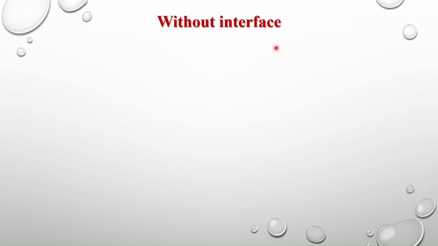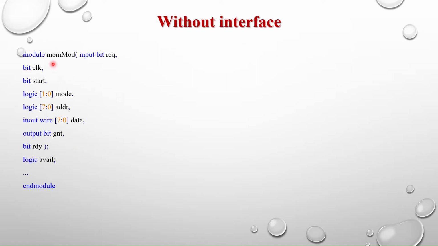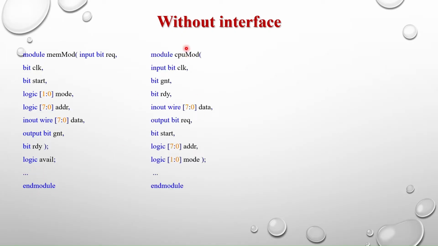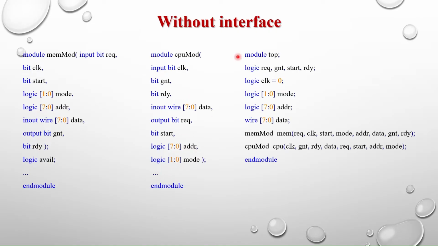Now we will see an example without interface. Here I have a module called memmod, and inside the port list I have multiple signals, and here some logic and endmodule. One more module is there, that is cpumod. Few of the signals are the same here, and some logic and endmodule. And this is the top module. Inside the top module, I'm redeclaring all the signals. Whatever signals I have used in cpumod and memmod, I'm redeclaring here. And here I'm instantiating this cpumod and memmod. If you see here, I'm redeclaring the signals every time, right? Here also. So this leads to code duplication.